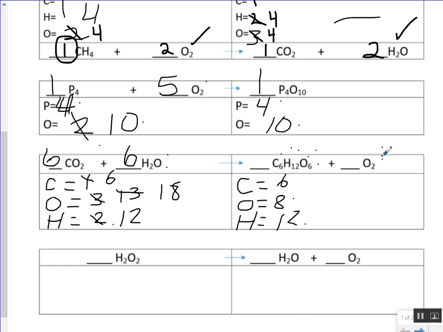So I've got 6. In order to get 18, I need to have 12 more. So in order to get 12 out of this guy here, I'm going to put a 6 in front of it. Because remember, 6 times 2 equals 12. So now 6 times 2 is 12, plus this 6 here is 18. And now I can check that I'm balanced. 6 C's, 6 C's. 18 O's, 18 O's. 12 H's, 12 H's. And I'm just going to put a 1 right here to keep the place.